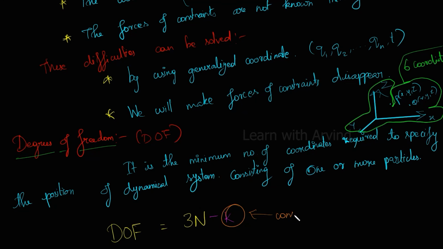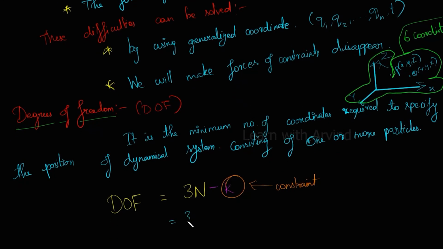So the formula for degrees of freedom is 3n minus k, where k is the number of constraints and n is the number of particles. For instance, take a single object which will have only one constraint. So the degree of freedom in this case will be 2.